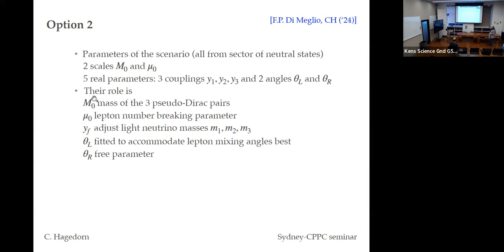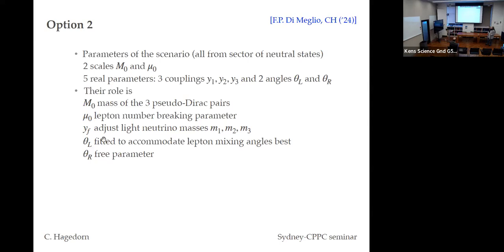So the M0 is telling me roughly the mass scale of this pseudo-Dirac pair, or of these sterile states, as before. So that doesn't change. The mu0 tells me the size of the lepton number breaking. The three Yukawa couplings here, Y1, Y2, Y3, I now use to adjust the three light neutrino masses. These were, like before, mu1, mu2, mu3.